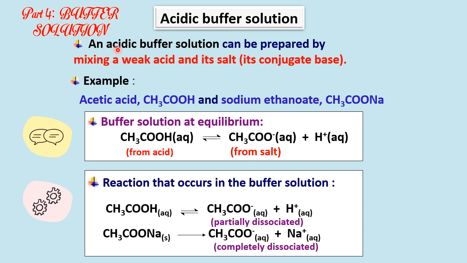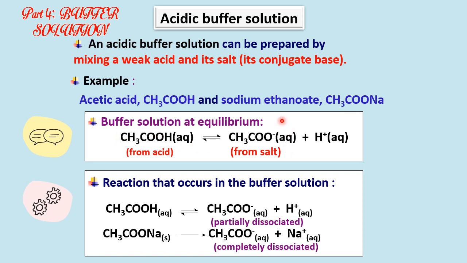Always remember, acidic buffer solution can be prepared from the mixing of a weak acid and its salt, or we call it the conjugate base. So we are using the ethanoic acid as the example, and its salt or conjugate base is sodium ethanoate. Over here, we need to write down three equations. The first one is the buffer solution at equilibrium. This equation is very important when the question asks about the shifting or the equilibrium position of a reaction.